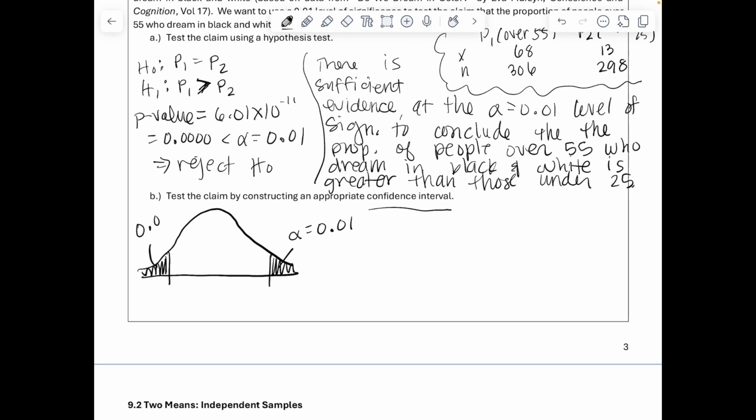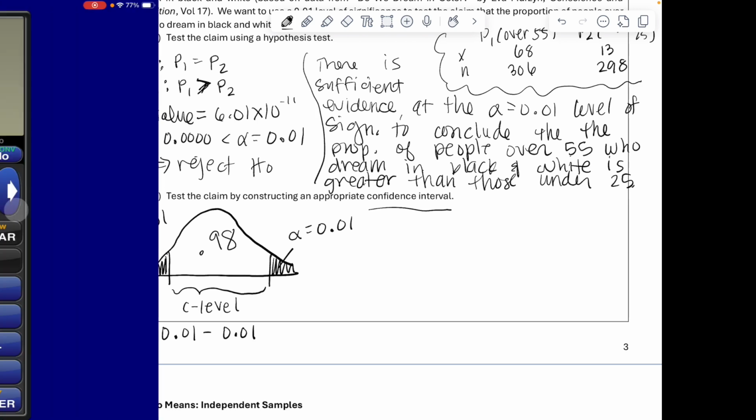And because of symmetry, that means that this side over here is also going to be 0.01. So in order to find that confidence level, which we have right here, our total area under our normal curve is equal to 1 minus that 0.01 and minus the other 0.01, and we get a C level that's equal to 0.98.